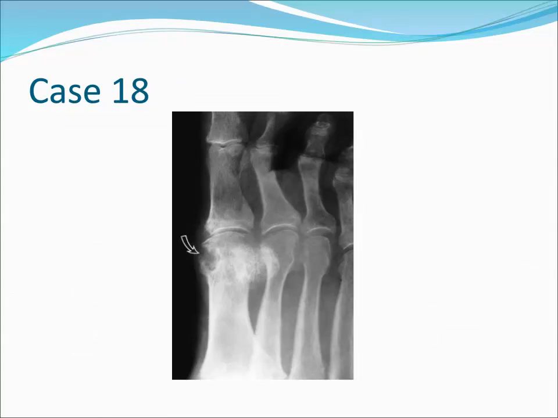Gout typically affects the metatarsophalangeal joint of the great toe, called podagra. A sharply marginated erosion with an overhanging edge, arrow, is seen in the metatarsophalangeal joint of the great toe in this patient with gout. This appearance and location are classic for gout, whereas psoriasis and Reiter's syndrome usually involve the interphalangeal joint and do not have erosions that are this sharply marginated.